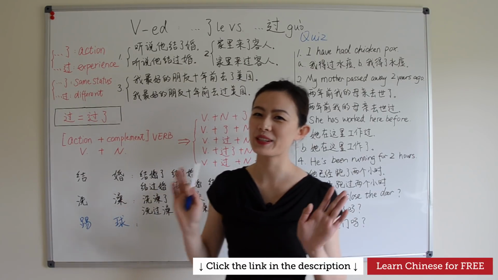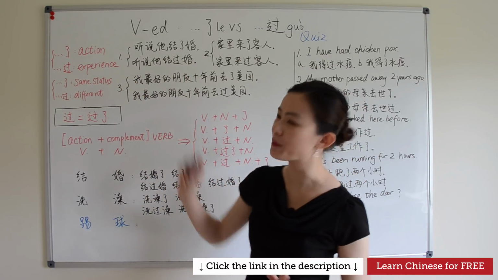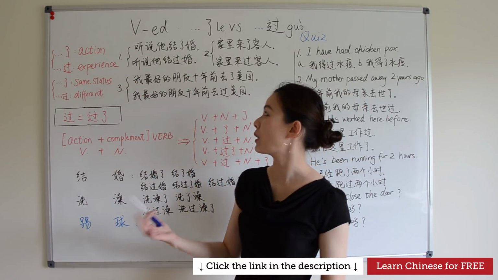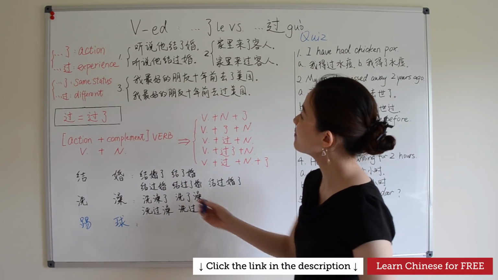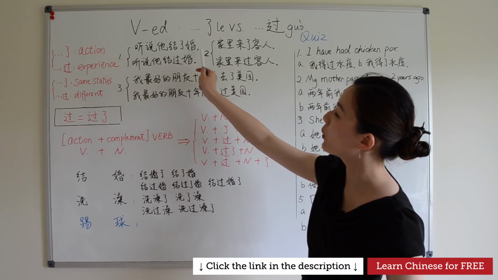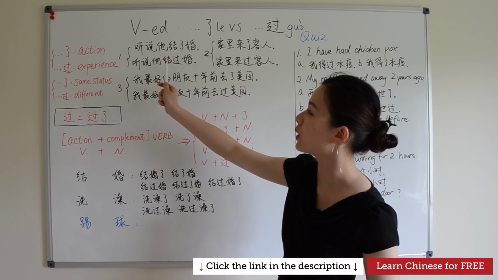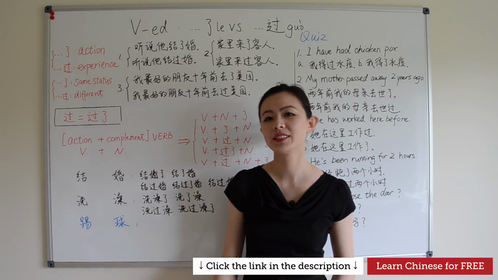I know it's a little bit hard to understand. I have 3 pairs of examples here. Hopefully, they will help you have a better understanding. So the first group, 听说他结了婚. 听说他结过婚. Do they have different meanings?